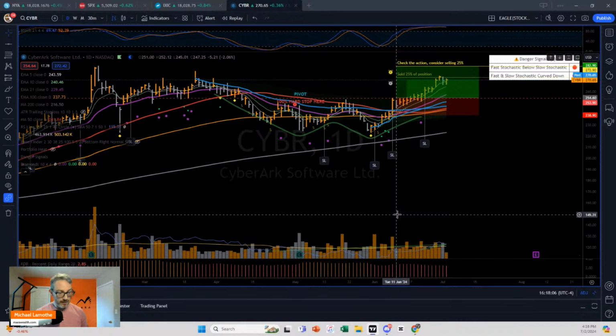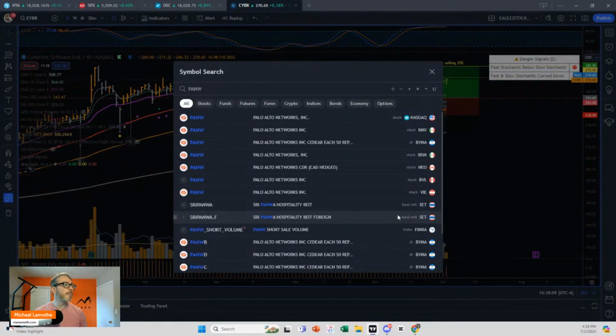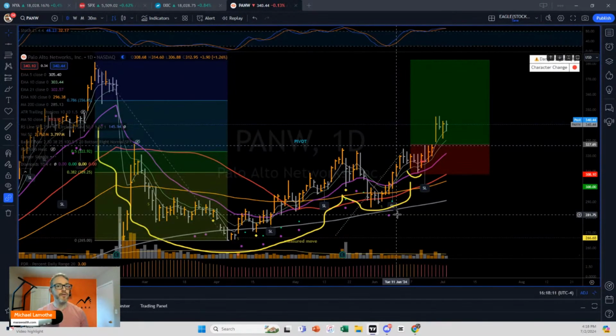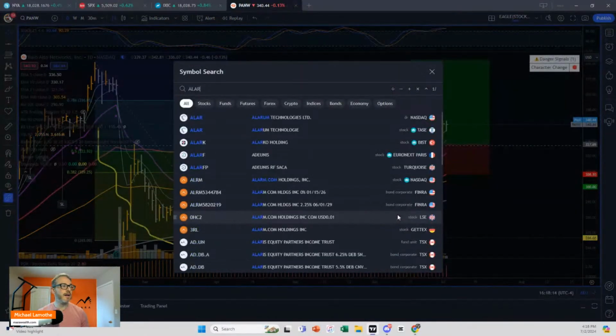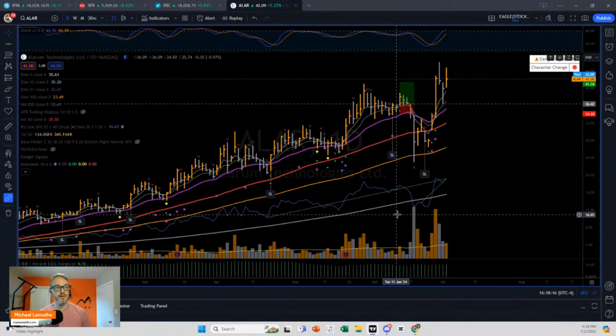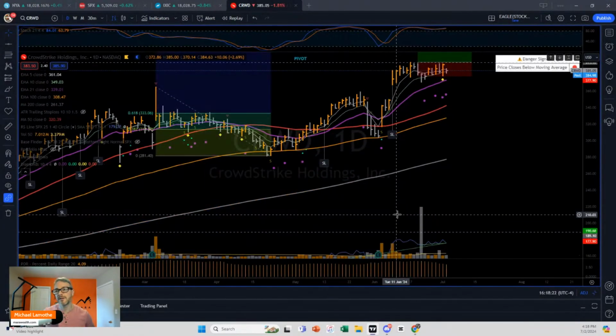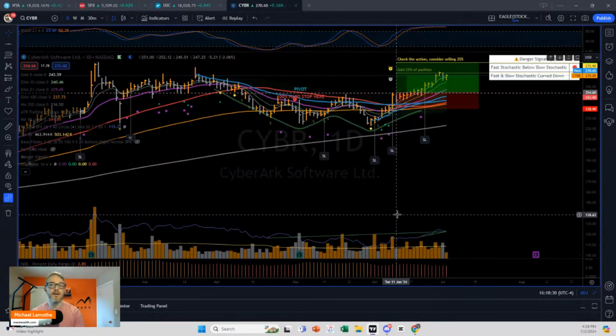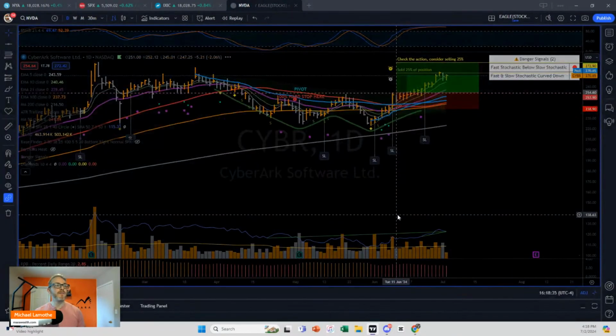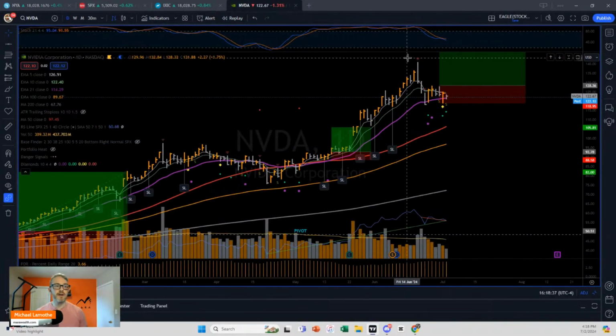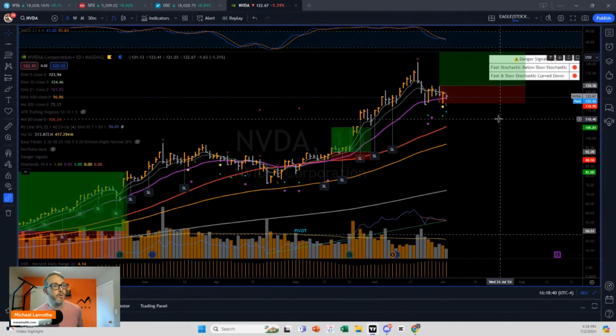So it wasn't just this one here. It was also Palo Alto. It was also ALAR. It was also CrowdStrike. But the one that I'm in right now is CYBR. Same thing happened earlier in the month too, when we were trading NVIDIA. Right, NVIDIA is pulling back. It's not quite ready yet, but it could be maybe in another week or so.